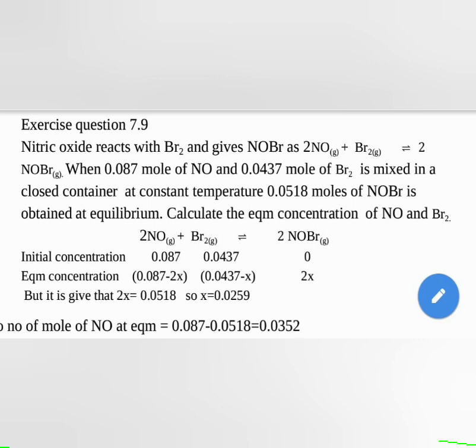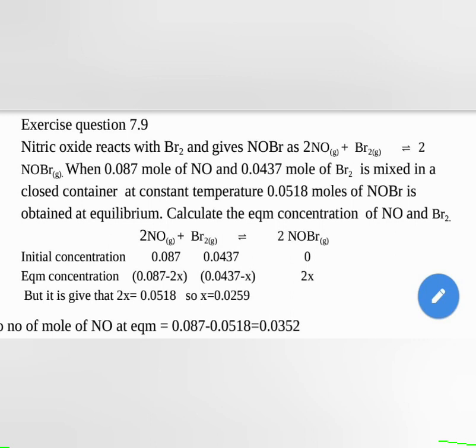In that, the first step, as I said, is to write down the balanced chemical equation. It is already given in the question, or else you write 2NO plus Br2 reversibly gives 2NOBr. Under the equation, we write the initial concentration in terms of number of moles. In this question, they have given the number of moles, so you do it only in terms of number of moles. You are not supposed to find the mass of the substance.